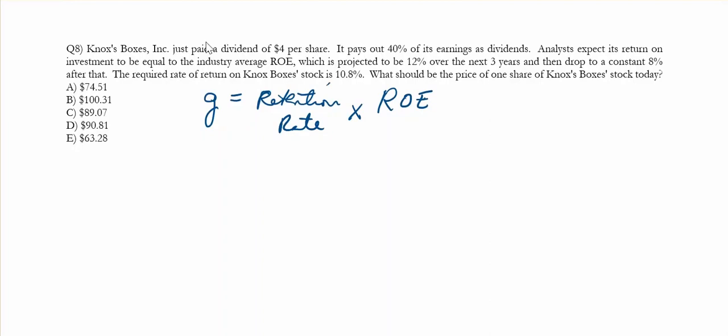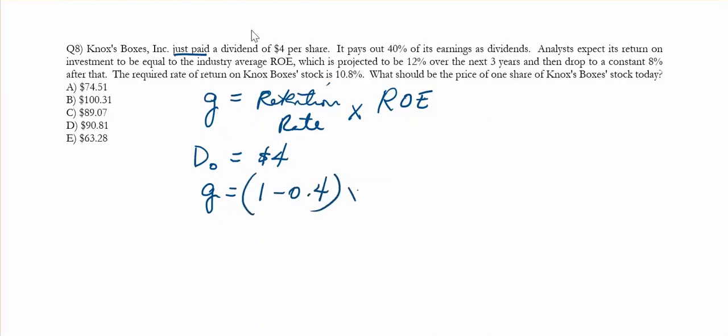All right, so when we have a problem like this with lots of information, it's a little helpful just to rewrite everything in your own way. So it just paid a dividend of $4. So again, the key word there is just paid. It can't be year one, it must be year 0. It pays out 40% of its earnings as dividends and expects its return on investment to equal the industry average ROE, which is 12%. So the growth rate will be 1 minus the payout rate times 12%.